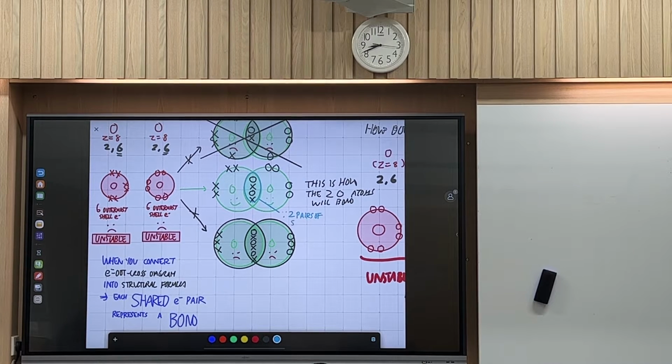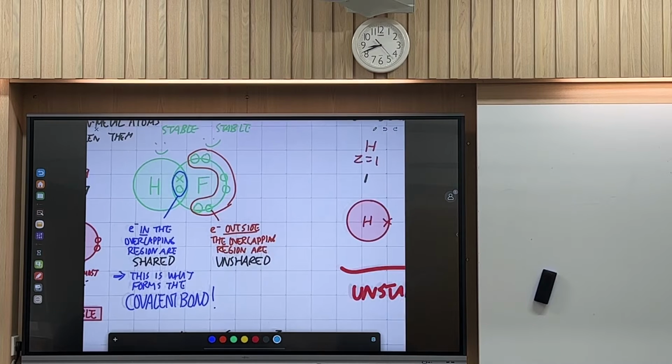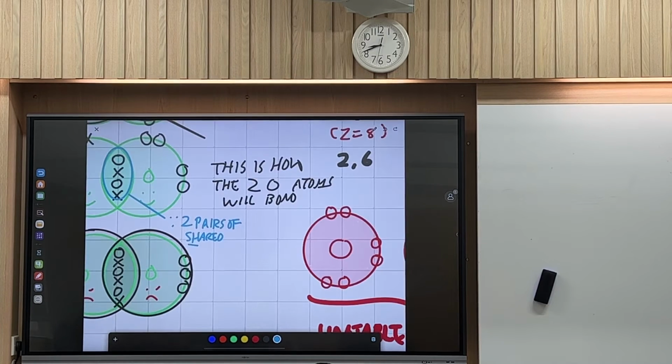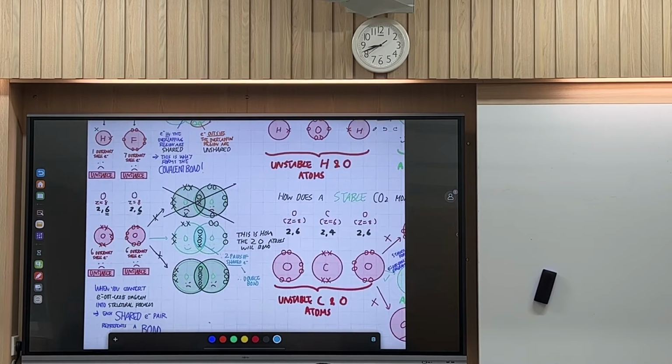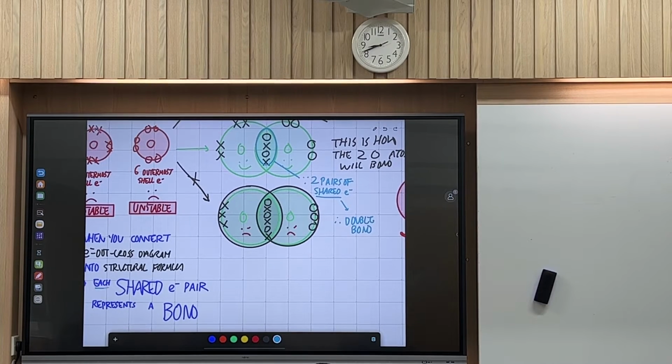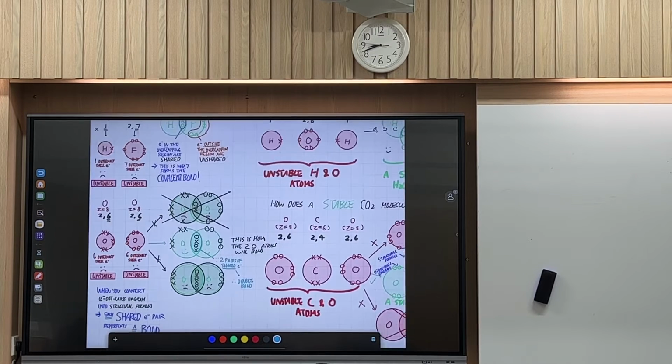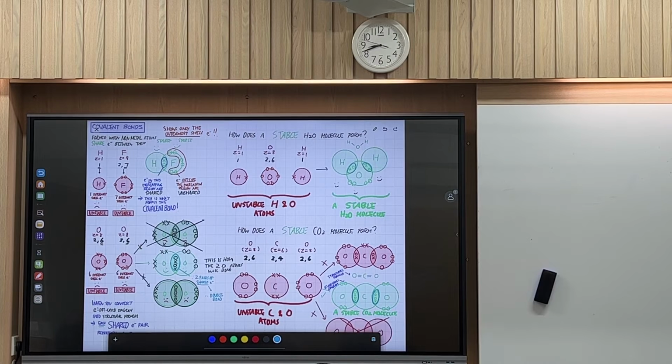Two pairs of shared electrons. You only count the electrons in the overlapping space, as those are shared. The electrons that are outside the overlapping space aren't shared. You don't count them. You only count the ones in the overlapping region. So put this down: two pairs of shared electrons, therefore double bond, we say. Each shared electron pair represents a bond, so you can have one bond, two bonds, or three bonds.